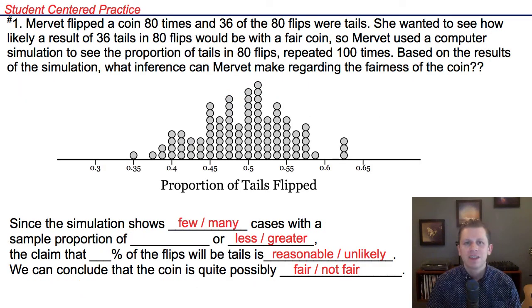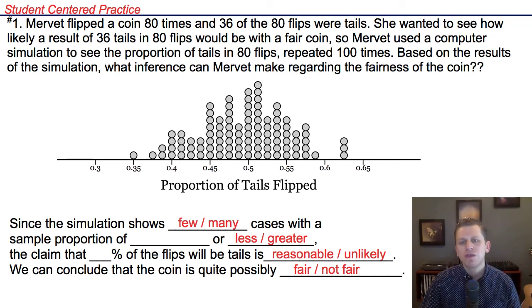Let's see if you can try one. This example reads, Mervette flipped a coin 80 times and 36 of the 80 flips were tails. She wanted to see how likely a result of 36 tails in 80 flips would be with a fair coin, so Mervette used a computer simulation to see the proportion of tails in 80 flips repeated 100 times. Based on the results of the simulation, what inference can Mervette make regarding the fairness of the coin?